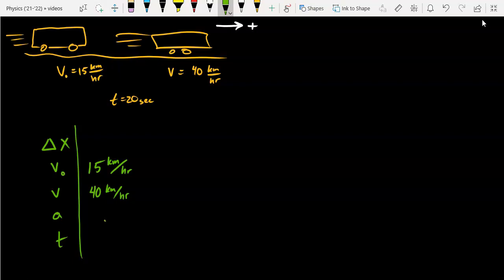And we are trying to find the acceleration. So I like to put a little question mark to signify whatever we're trying to find. And then the time is 20 seconds, right? So I have initial velocity, final velocity, acceleration needs to be a part of it so we can solve for it, and then time. So I need to pick one of those equations that has those four things in it.